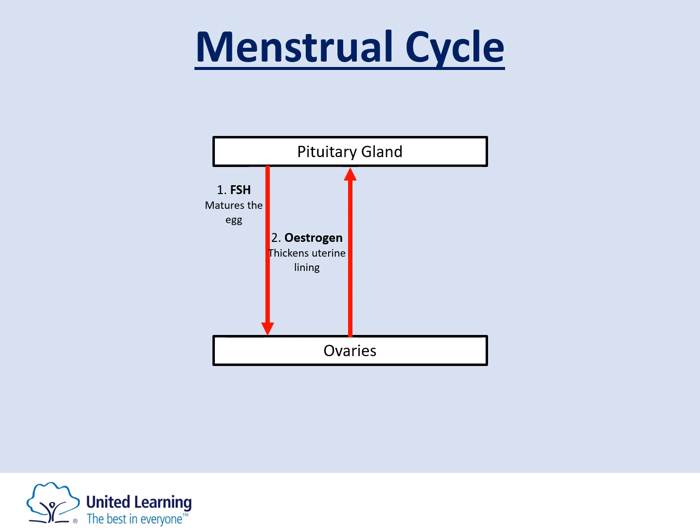And it's also going to trigger the release of our third hormone, which is the luteinizing hormone. Luteinizing hormone travels from the pituitary gland down to the ovaries, and its job is to release the egg. So the egg that was originally matured by FSH is now ready to be released from the ovaries and travel through the fallopian tube.